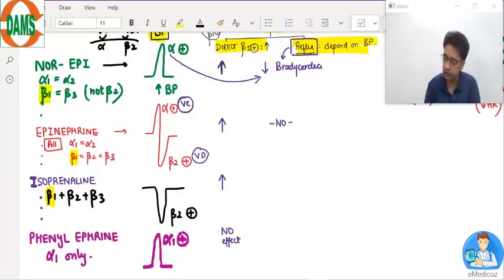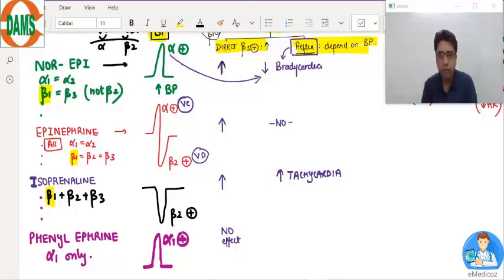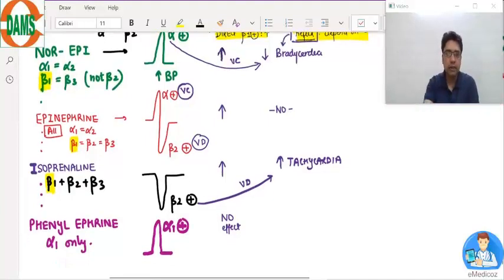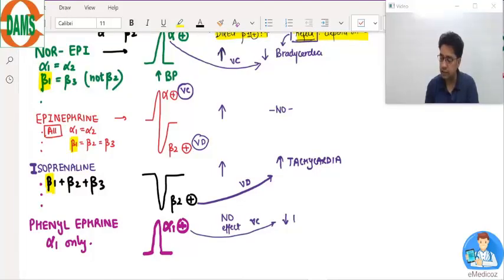Isoprenaline produces reflex tachycardia because of vasodilation. Norepinephrine, because of vasoconstriction. And what about phenylephrine? Phenylephrine, because of vasoconstriction, will produce reflex bradycardia.